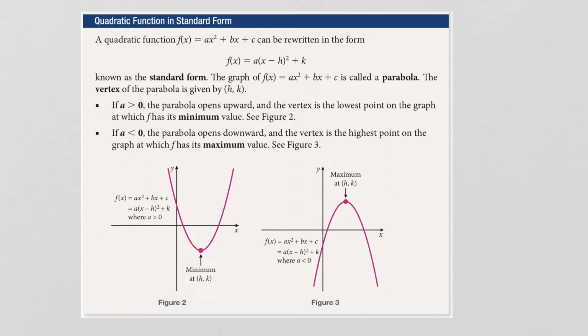Also, we know that if the number a here is a positive number, the parabola opens upward, and that vertex is going to be the lowest point on the curve, like you see here. And if that number a is a negative number, it will open downward, and the vertex will be the highest point on the curve. So the big question is, if you don't have a quadratic function in standard form, how do you put it in standard form? But first, let's start with a simple example.